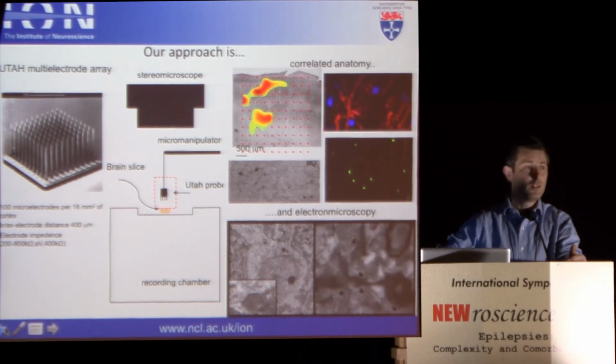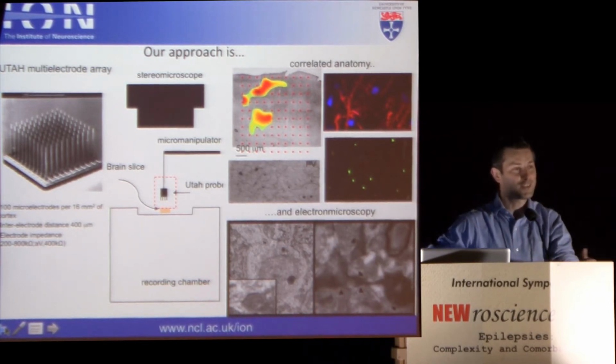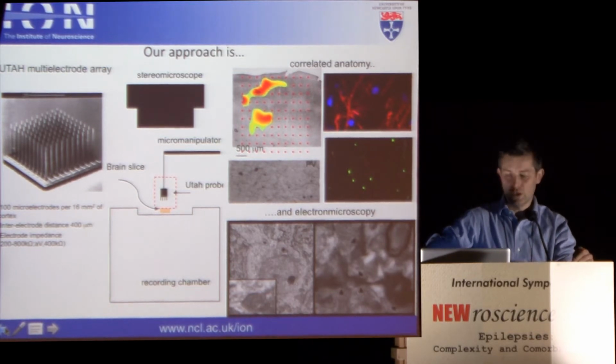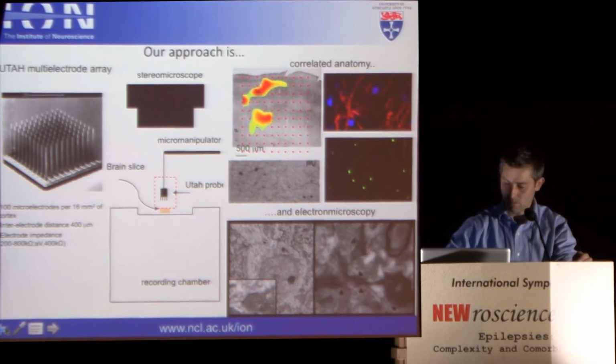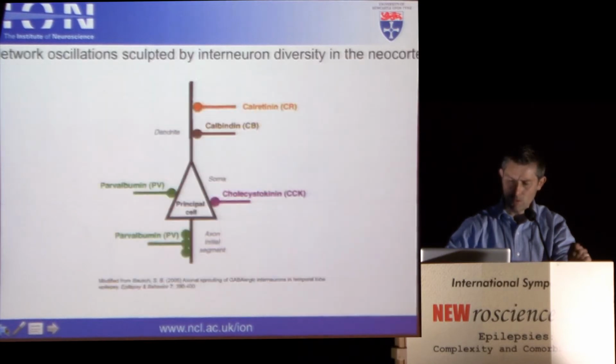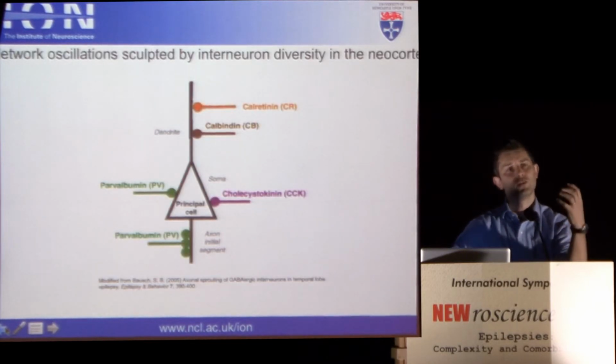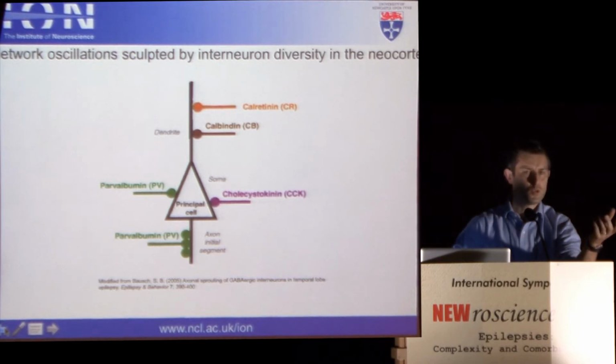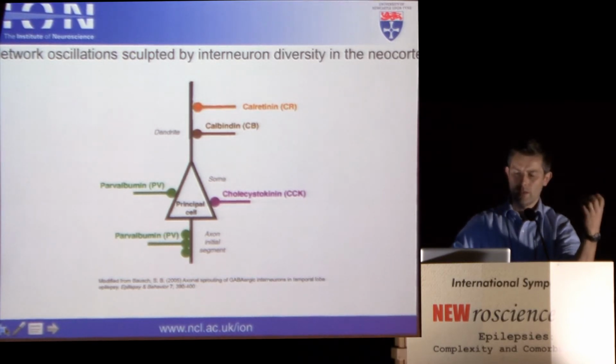And in addition, and Lydia's already nicely introduced this, we can resolve down to the level of the ultrastructure using electron microscopy. But what I want to do really to start off with is to focus in on these interneurons. And we know now from the work of Yuri Buzsaki and Peter Somogyi that network oscillations are sculpted by interneuronal diversity in the neocortex.